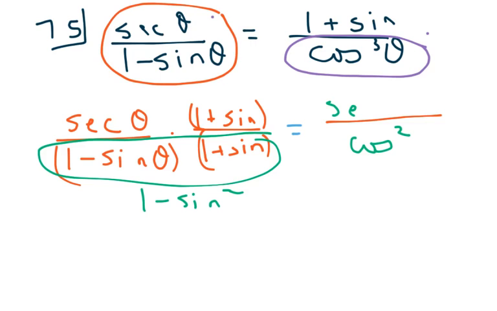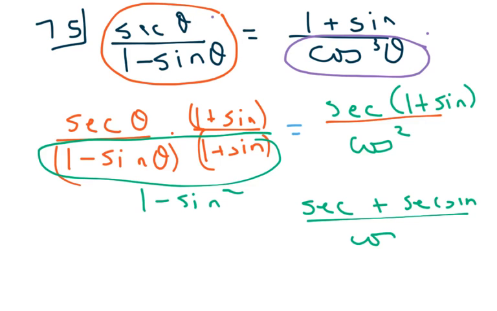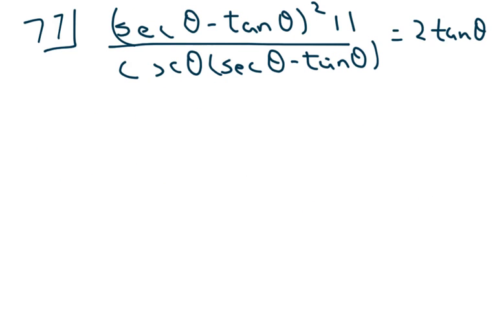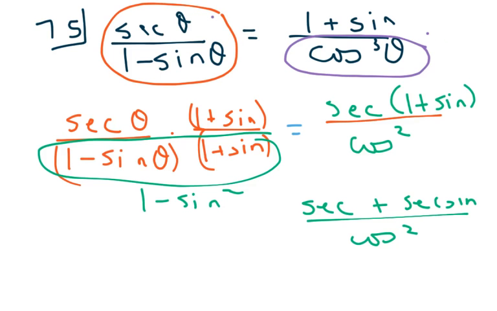And then here we have secant times 1 plus sine. So we're going to have secant plus secant times sine over cosine squared. Now let's go to the next one. See if I can remember this. Oh, I don't have room. Let's see what I can do on this.